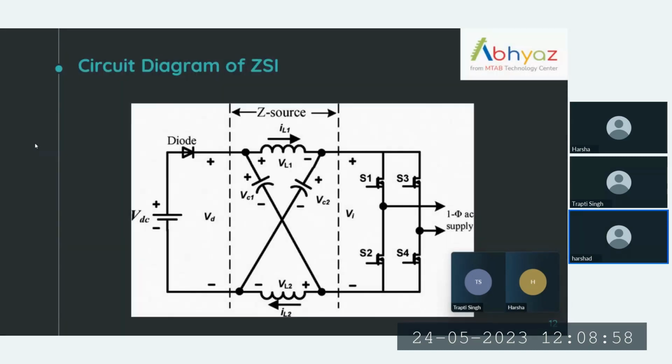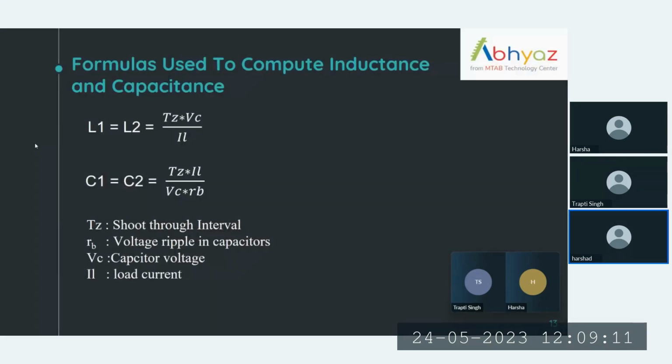In the circuit diagram of Z-source inverters, we could observe the impedance circuit inserted between the bridge circuit and the supply. Since it resembles the alphabet Z, it is known as a Z-source inverter. For designing the network components, I have used the formulas mentioned below, that is, for designing the inductors and capacitors of the Z-source inverter.